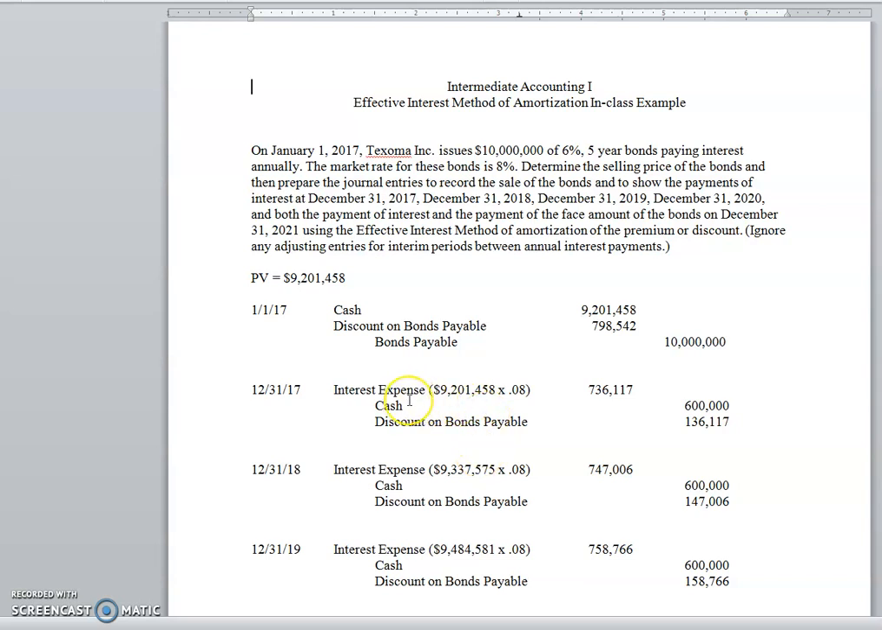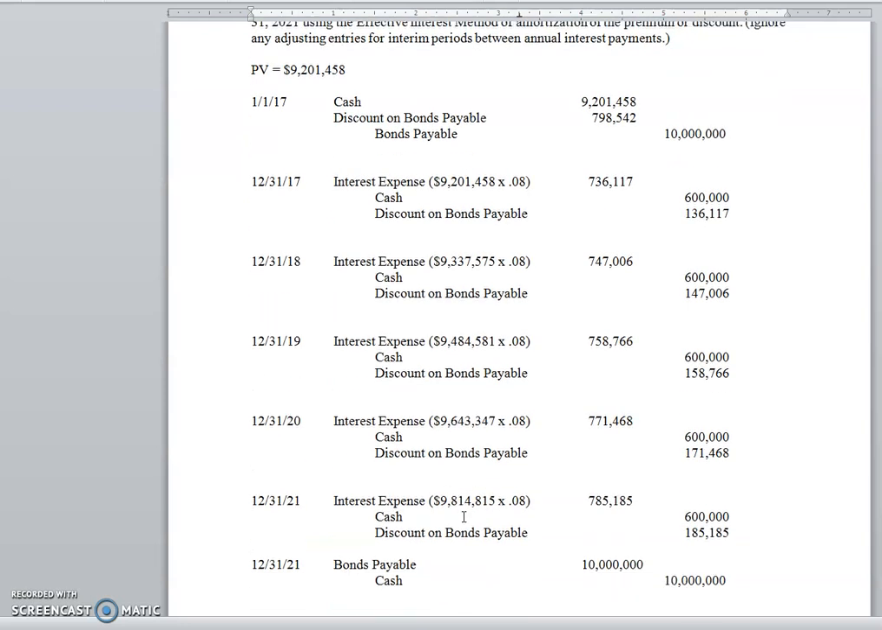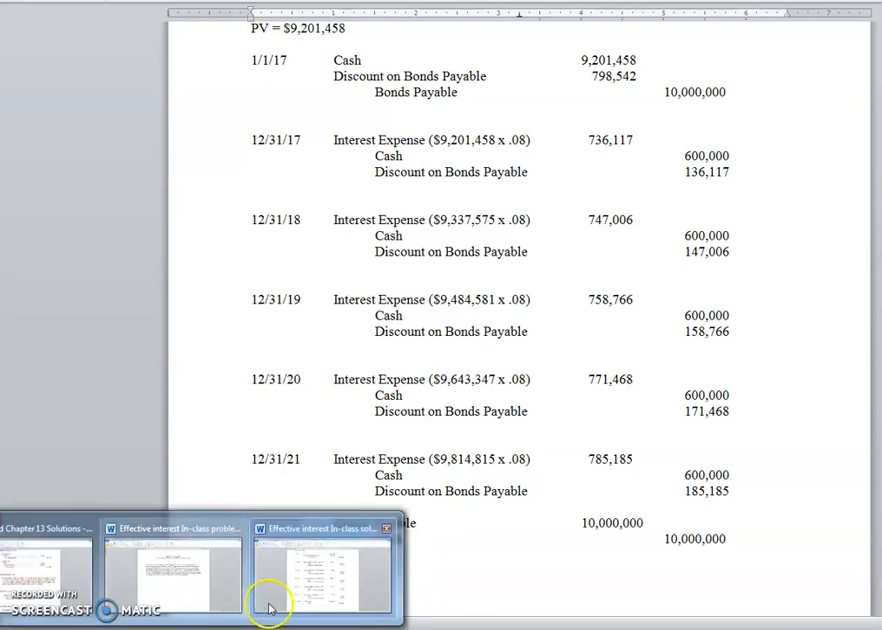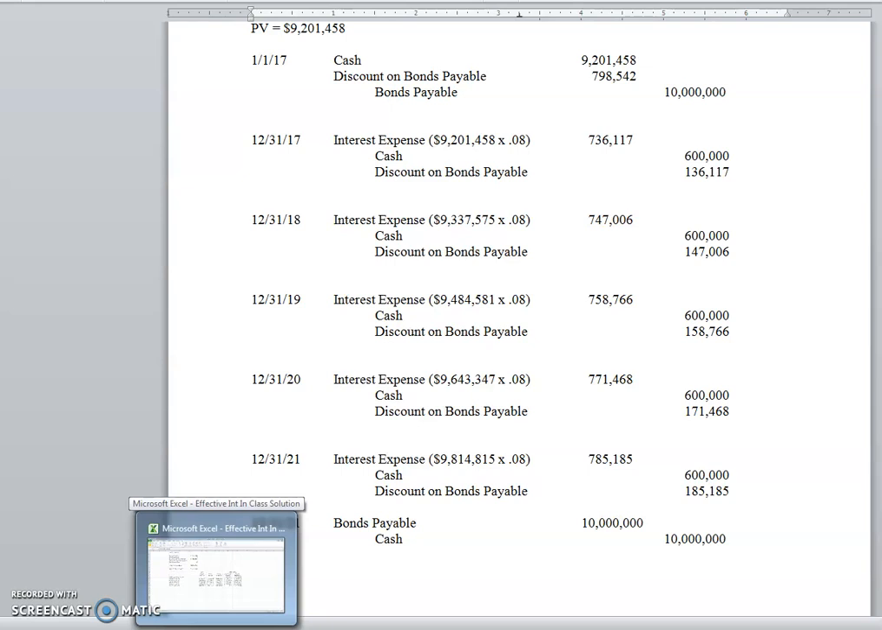So every year for the first 4 years, we make that same entry. Then in the 5th year, we make the interest entry, but then we also pay off the bonds. So at the end, we've amortized away all of the discount, and now we credit cash, debit bonds payable for the $10 million face value of the bonds that we have to pay off. Okay, I hope that explains the effective interest method, gives you an example you can see.